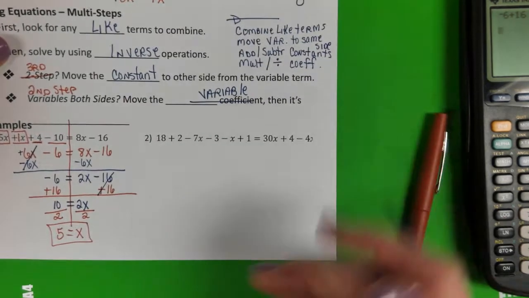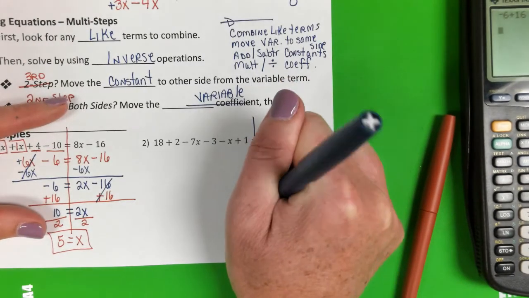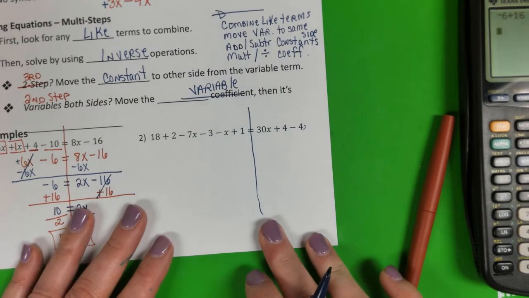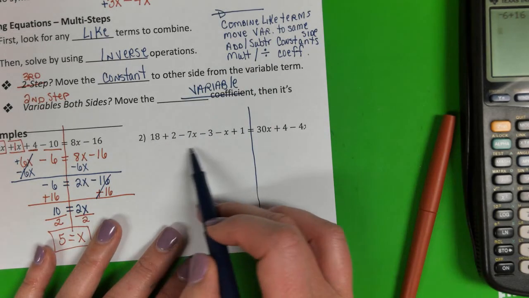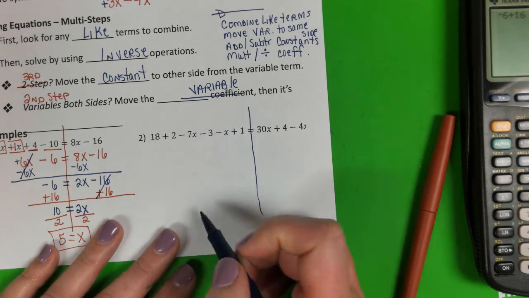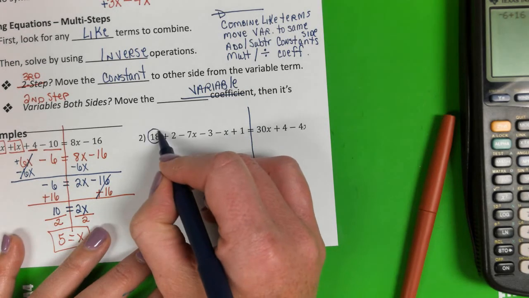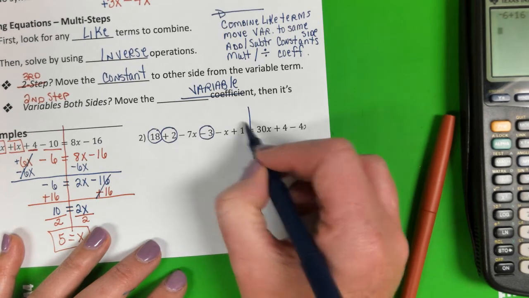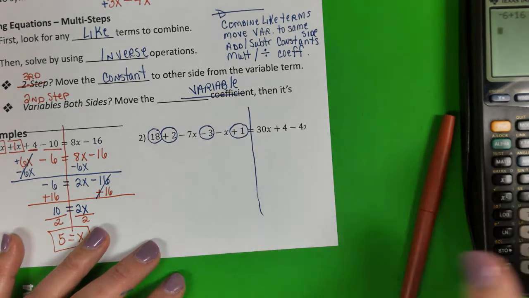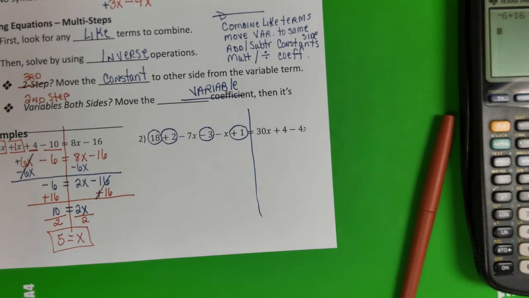Okay, let's look at the next one. We draw a line down through the equal sign. Do I have any like terms? Ooh, let's see. 18, 2, negative 3, and 1. Ooh, those all go together. Okay, so if you wanted, you could go ahead.